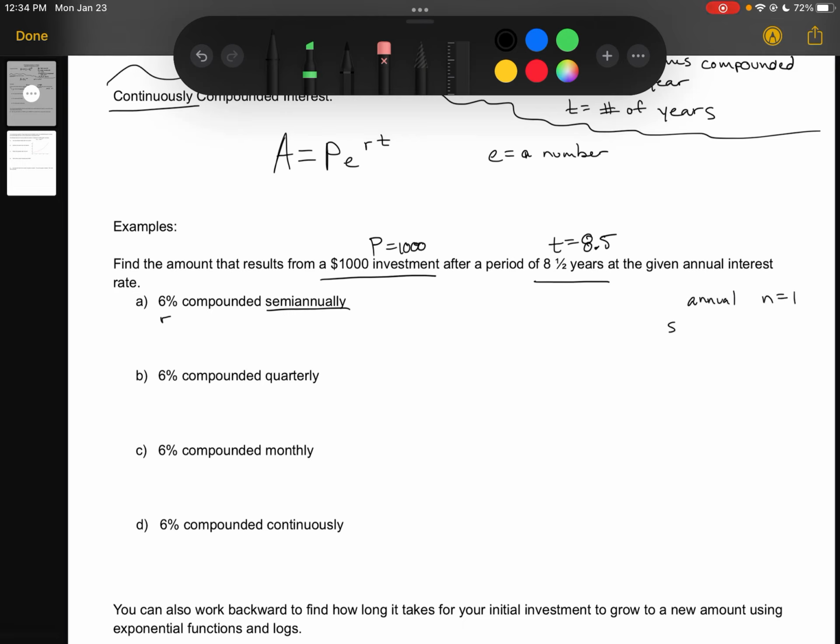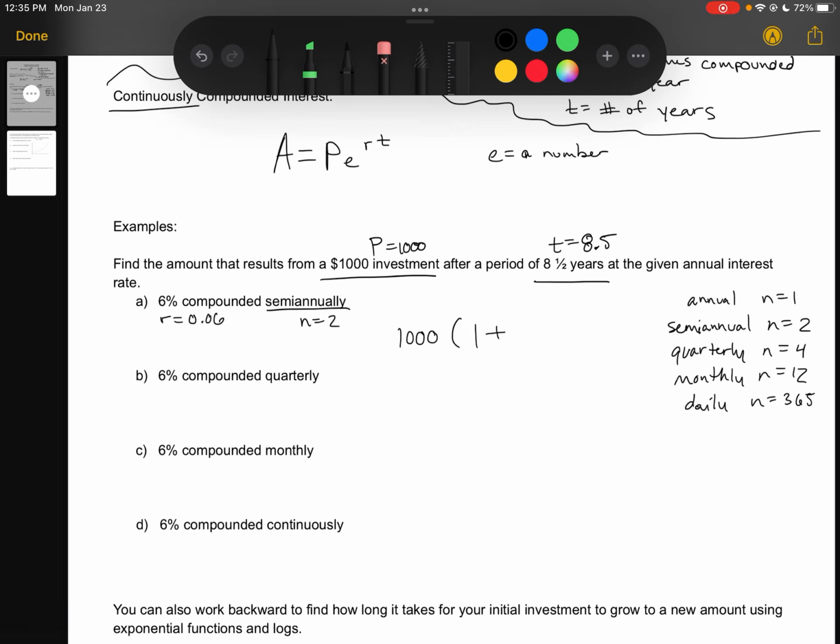So it might be useful here to break out a table. Annual has an N of 1. Semi-annual has an N of 2. Quarterly has an N of 4. Monthly has an N of 12. We could see daily has an N of 365, and so on. So that's the idea here as we're breaking these down. So semi-annually has an N of 2. In this case, R is 6%, so it's 0.06. Make sure you write it as a decimal, not a percent, and that'll make plugging in quite a bit easier there.